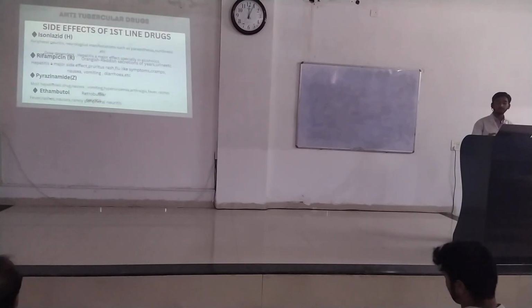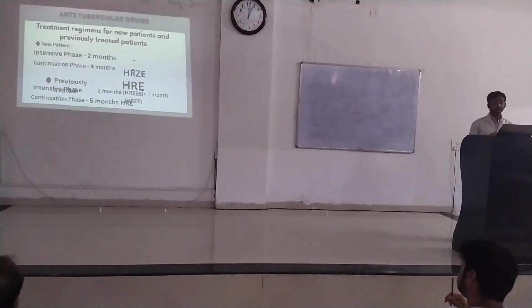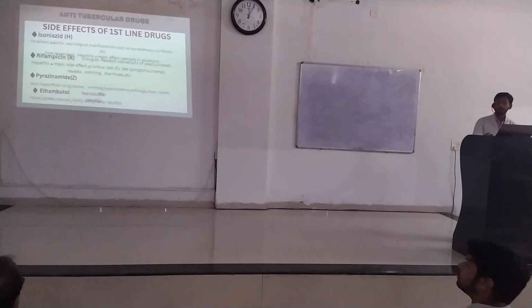Okay, so coming to the treatment regimen. The treatment regimen of newly diagnosed pulmonary TB is 6 months. The initial 2 months is called the intensive phase, in which we give HRZE drugs, the 4 drugs, and the continuation phase, which is of 4 months, we give HR drugs. In the intensive phase, we try to kill the bacteria rapidly, and the remaining bacteria are killed and tackled during the continuation phase.